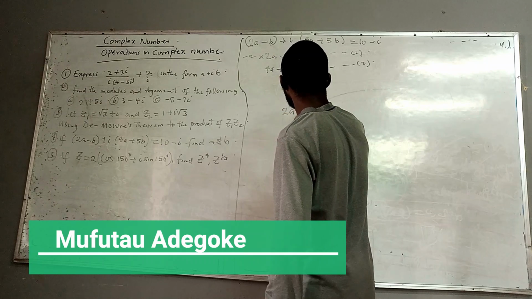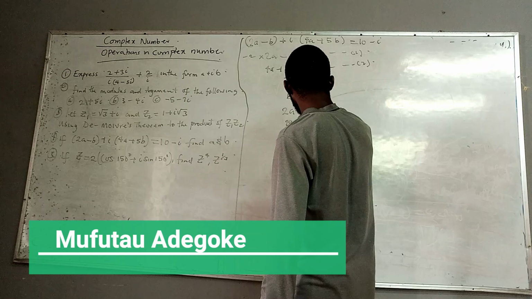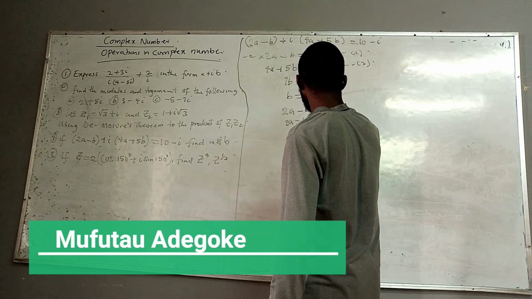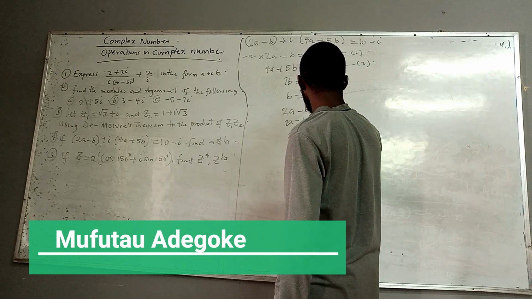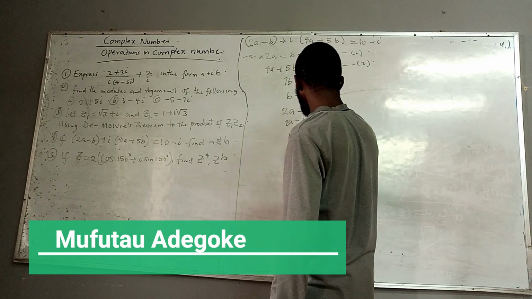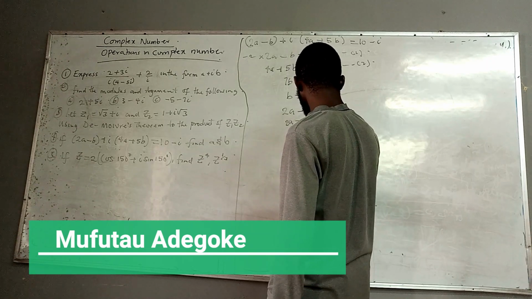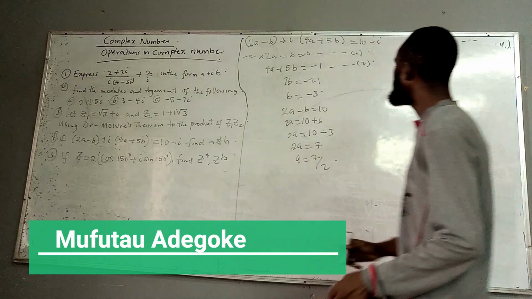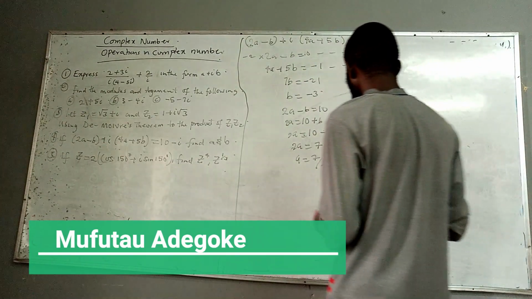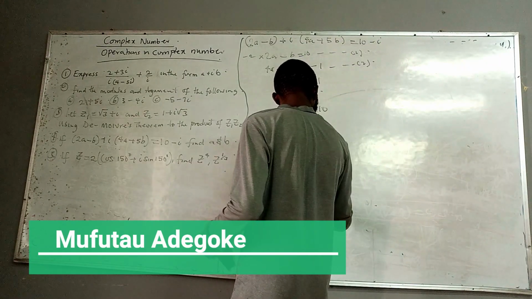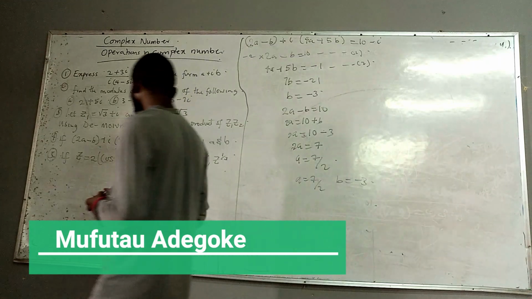2a minus b equals 10. Then 2a equals 10 plus b. We have 2a equals 10 plus b, where b is minus 3. Then 2a equals what? 7. A equals what? 7 over 2. It means a equals 7 over 2 and b equals minus 3. That is the solution to question 4.